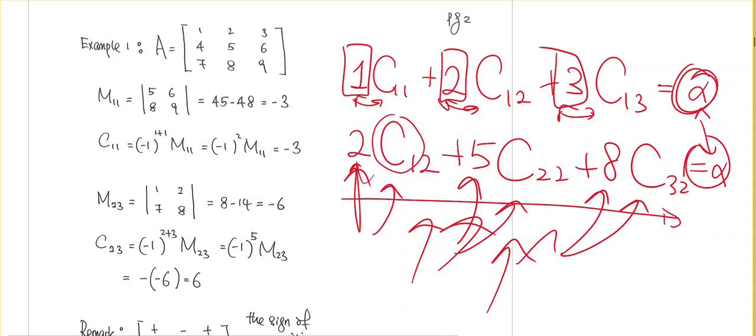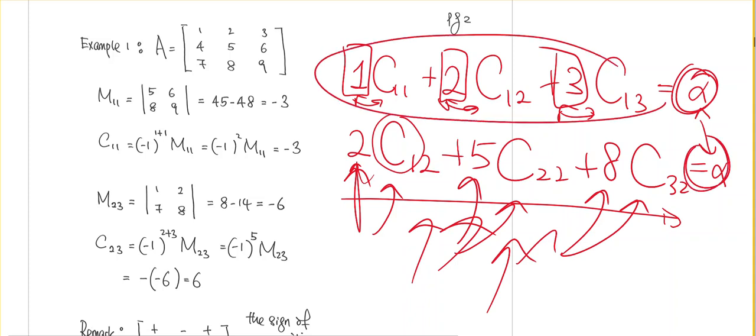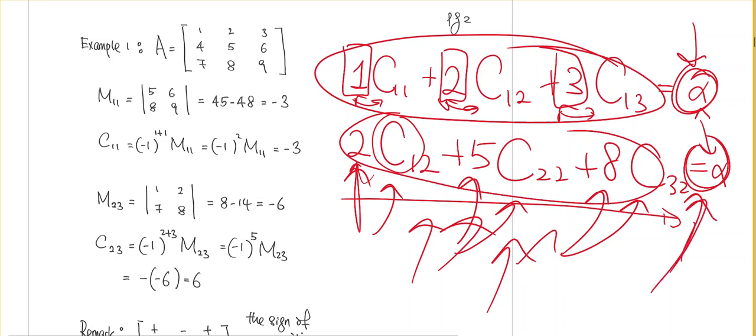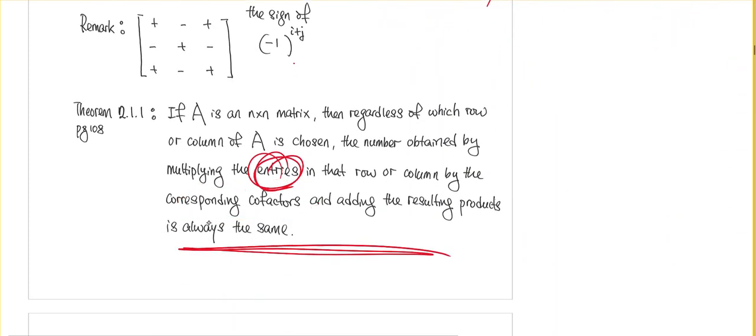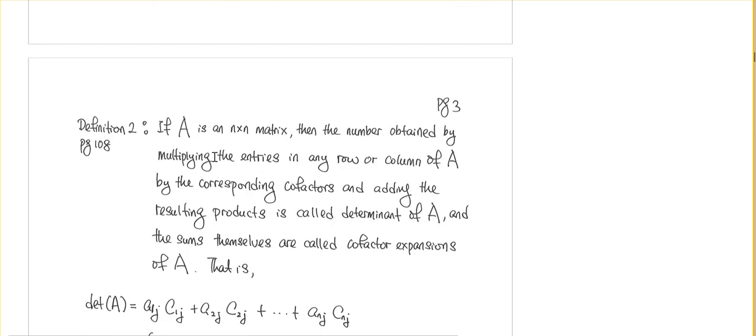And because of that, we can define the number we obtained by going through all this computation as the determinant of a matrix. That particular concept is going to be well defined because you always get the same number. So that is what we're going to do here. That's the definition, Definition 2 given in the book on page 108.